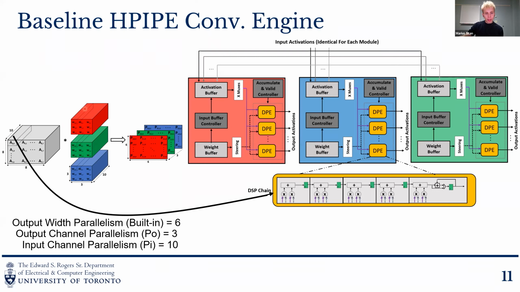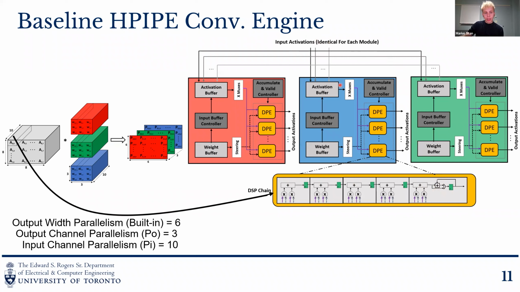To implement this, we essentially create a chain of DSP blocks. Inside each dot product engine, we have this DSP chain. A DSP chain is in a column on the FPGA and has dedicated routing in between DSP blocks. To maximize this parallelism for this example, we would need 5 DSP blocks for a total of 10 multipliers, and we would cascade the values down the chain, adding them, and then accumulating them in the last block before outputting them.